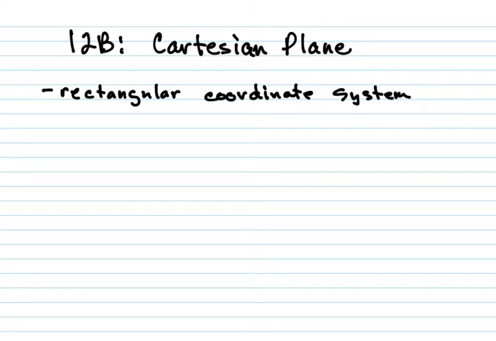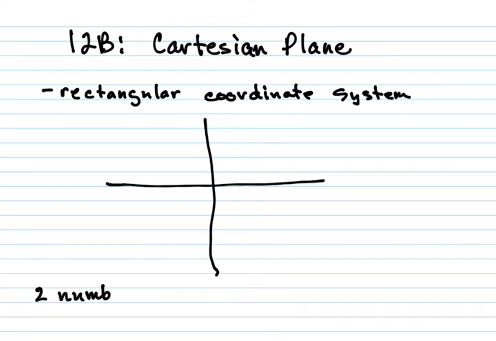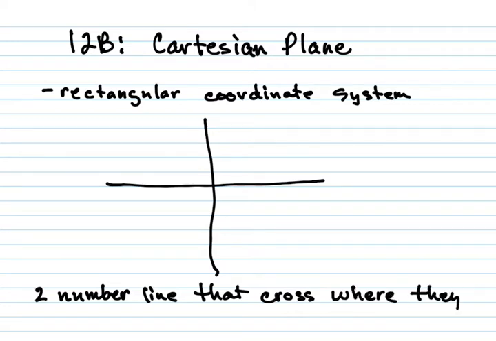Now, to understand the rectangular coordinate system, we need to understand its pieces. The first thing is that all it is simply two number lines that cross where they both equal 0. Okay? Where they both equal 0. So right in the middle where those two lines cross, that's where they both equal 0.